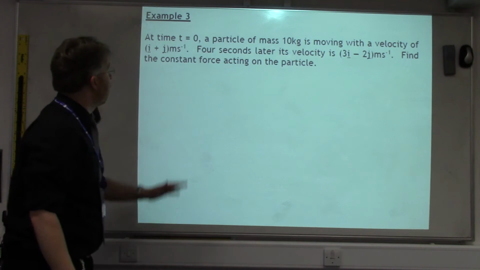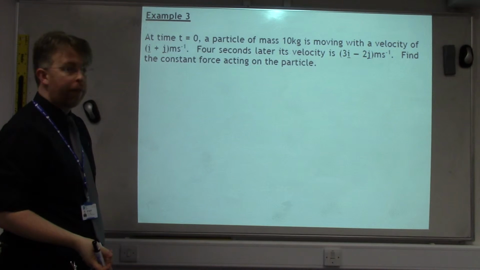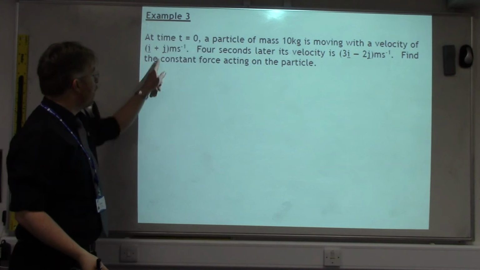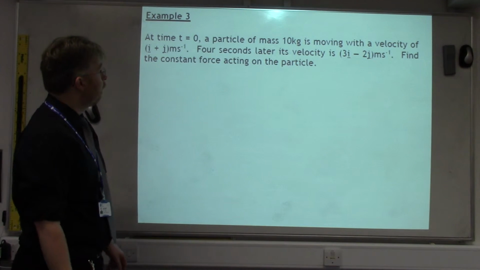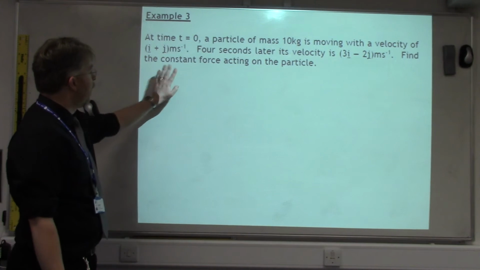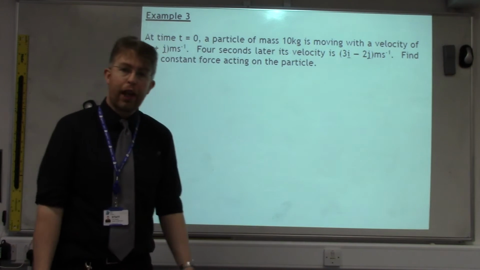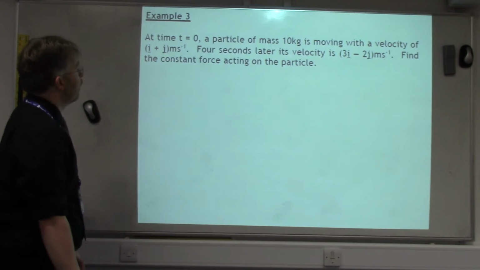So, final example. At time t equals 0, a particle of mass 10 kilograms is moving with a velocity of i plus j meters per second. 4 seconds later, its velocity is 3i minus 2j meters per second. I want to find the constant force acting on the particle. So again, we can use the impulse equations.